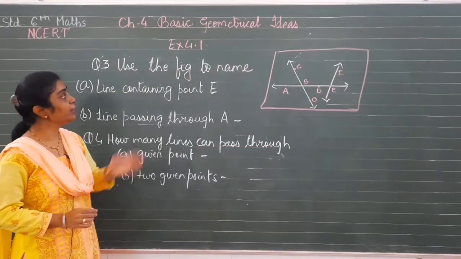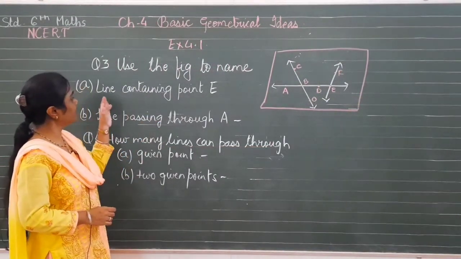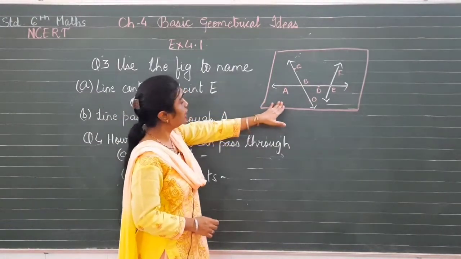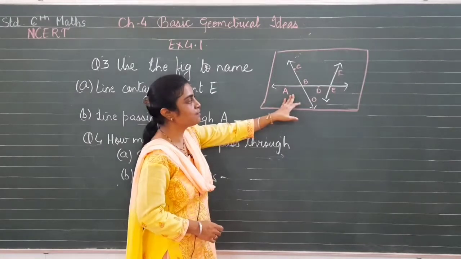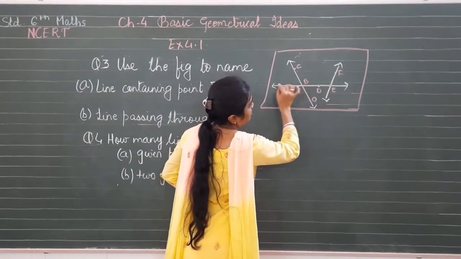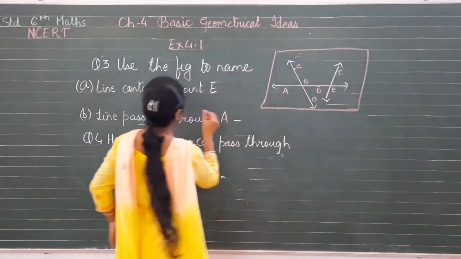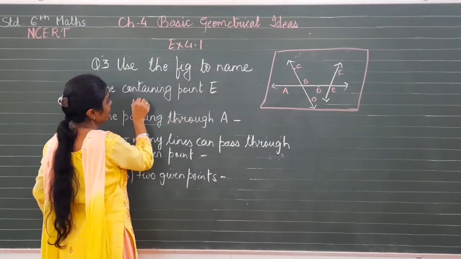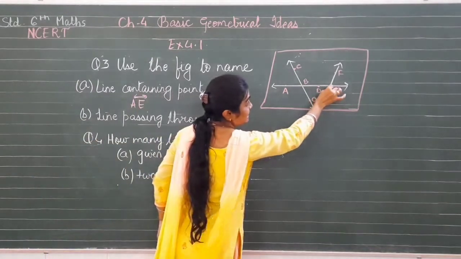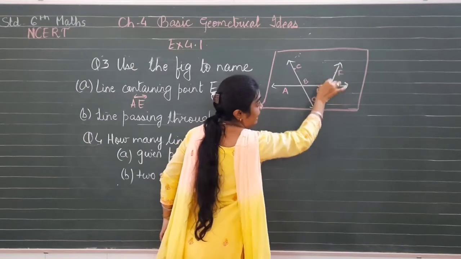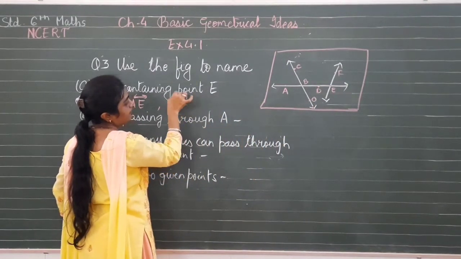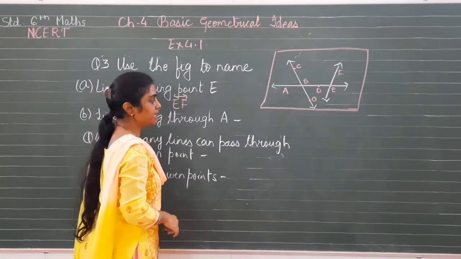Now the third question, use the figure to name: A, a line containing point E. Now a figure is given to you. You have to find out which line contains point E. This is point E. Now this line is line AE. So we can write down line AE contains point E. Even this E passes through line EF. So line EF also contains point E.